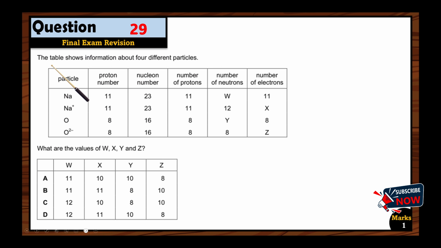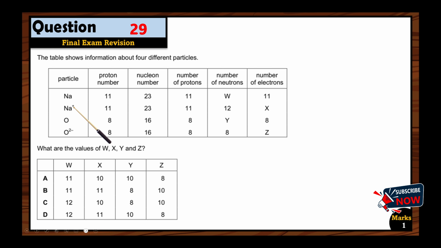Question 29. The table shows information about four different particles. Same question, but different particles now. We have to find the value for W, the number of neutrons. The number of neutrons plus the number of protons is equal to the nucleon number. So nucleon 23 minus 11 is equal to 12. W is 12, so C and D options can be right.